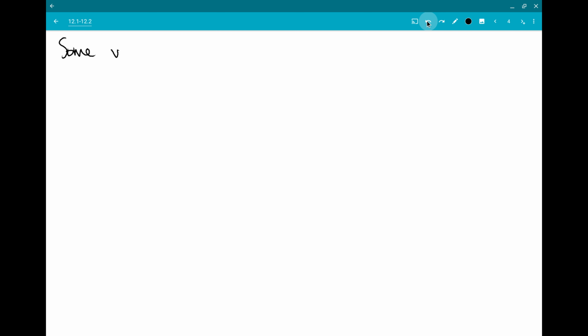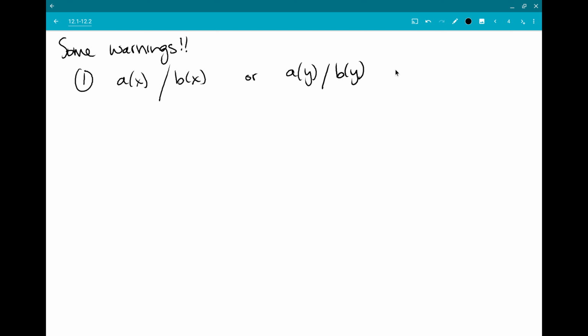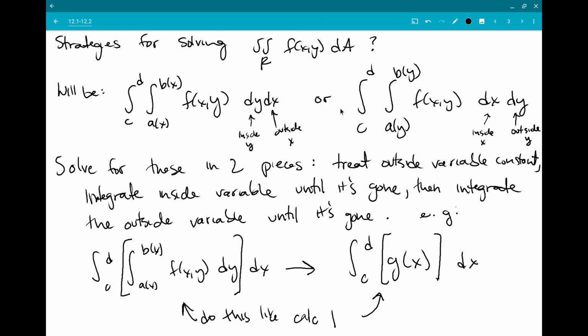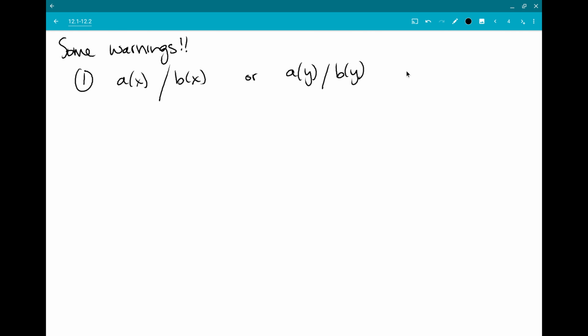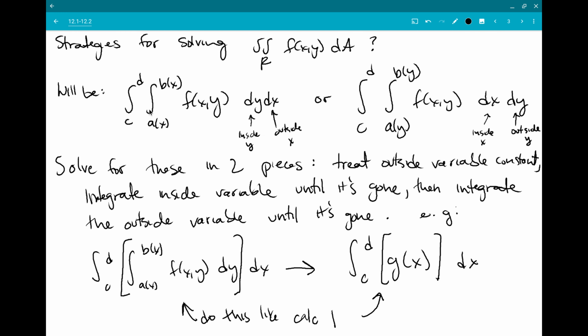I just want to give you some warnings because these problems can be really tricky. So first of all, less of a warning and more of just a statement. These bounds, a of x, b of x, or a of y, b of y, can be constant. That's actually the easiest type of double integral you'll take. Maybe it just says like 0 to 1, 0 to 1. You don't have to worry about much.